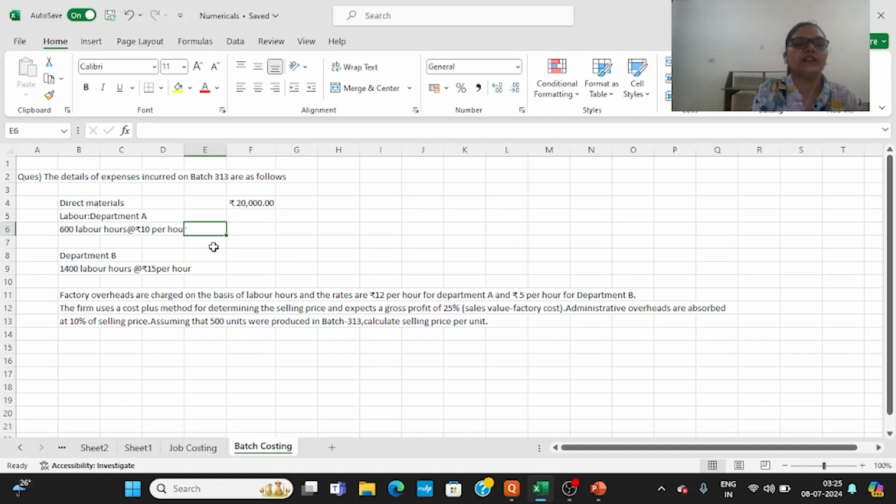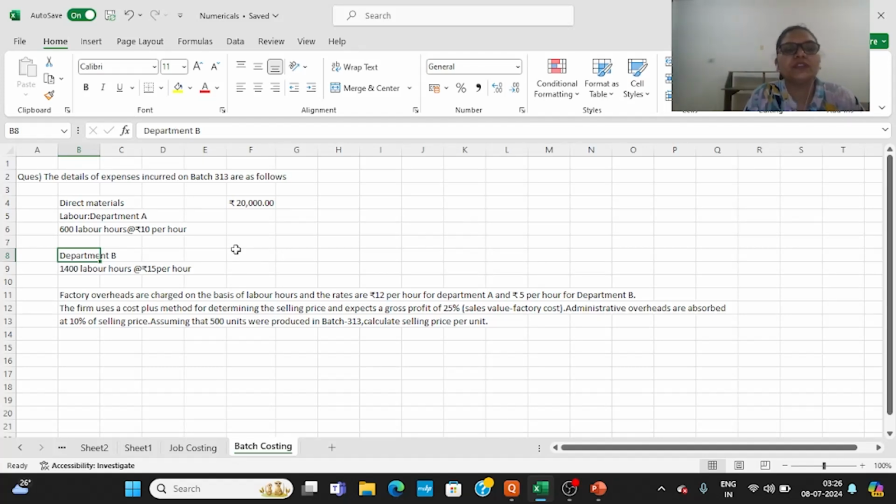It has been given in the question: the details of expenses incurred on batch 313 are as follows. Direct material 20,000, labor for department A 600 labor hours at the rate of rupees 10 per hour, department B 1400 labor hours at the rate of rupees 15 per hour. Factory overheads are charged on the basis of labor hours, and the rates are rupees 12 per hour for department A and rupees 5 per hour for department B.